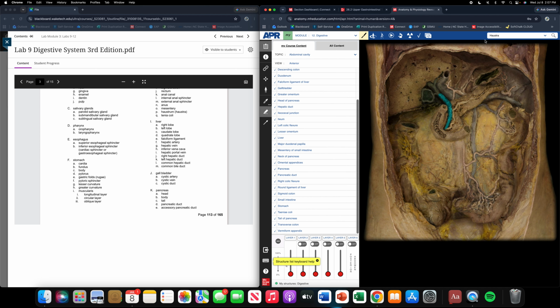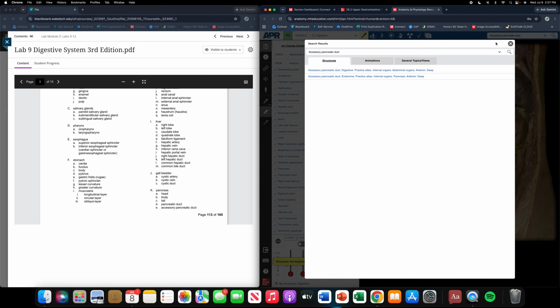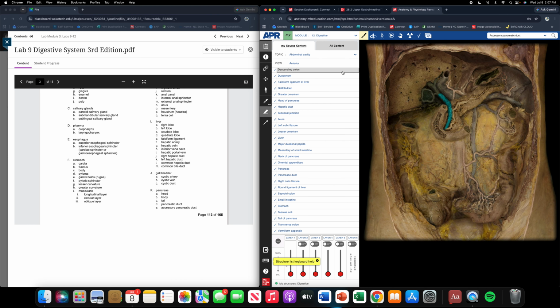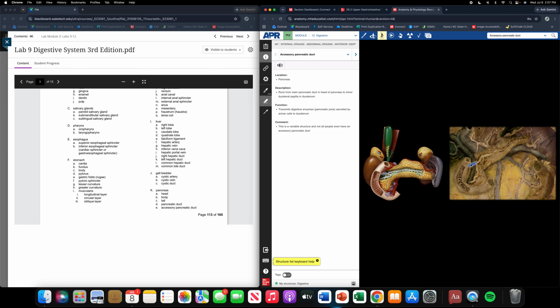I don't believe we have a good view of the accessory pancreatic duct. Let's see, there might be one. Practice atlas. Yeah, you can see a little bit here. So essentially what happens is the pancreatic duct itself, the major pancreatic duct, does split a little bit higher and is called the accessory duct that is not connected to the bile duct. And so some pancreatic juices are released through the accessory duct, but it's not really under any other special stimulation.